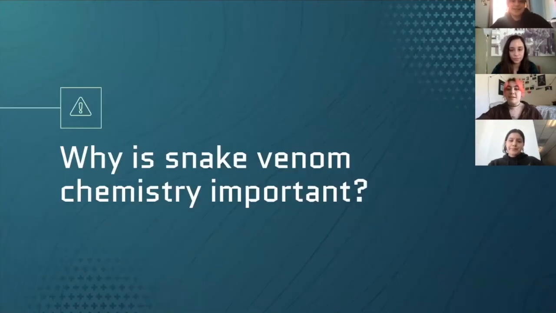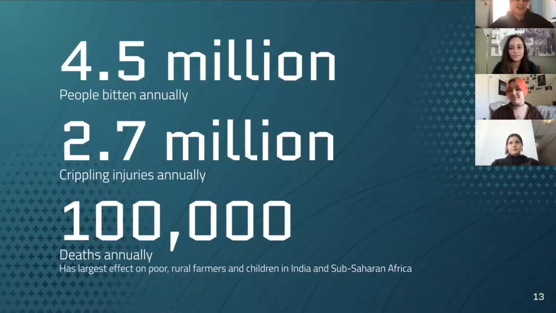So why is snake venom chemistry important? Here are some statistics relating to snake bites. On average, 4.5 million people are bitten annually, 2.7 million have crippling injuries due to snake bites, and around 100,000 deaths occur annually. This number has the largest effect on poor rural farmers and children in India and sub-Saharan Africa, which is obvious because someone living in more rural areas is going to have a lot more exposure to snakes and have more opportunities to get bitten.